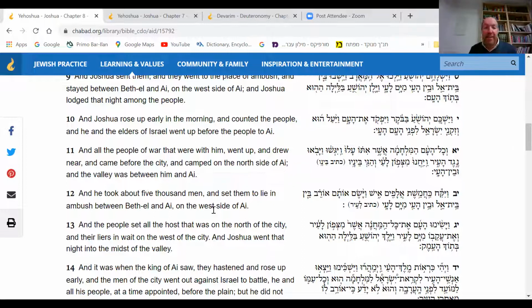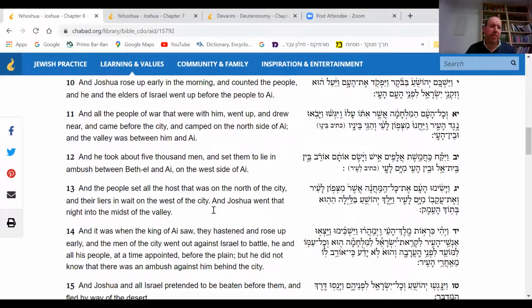And Joshua went that night into the midst of the valley. So again, we have a mention of that night, and Joshua is now also not only in the camp, but even goes down into the midst of the valley that's separating and dividing between the Ai and the Israelite camp.